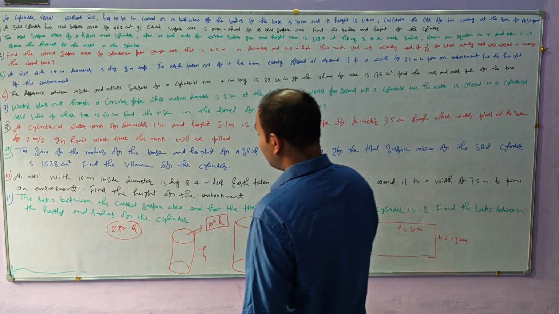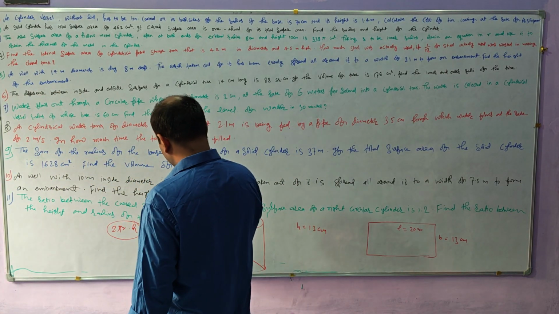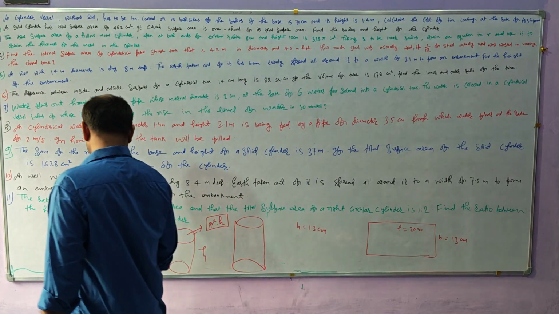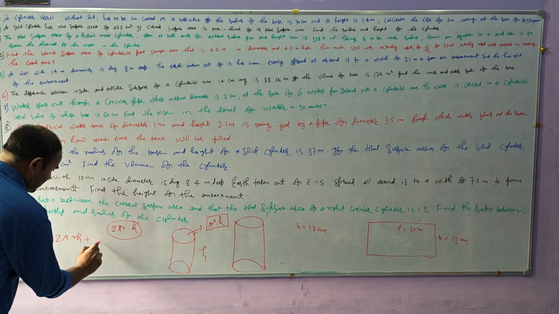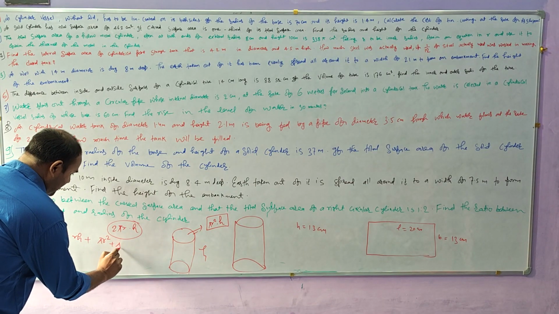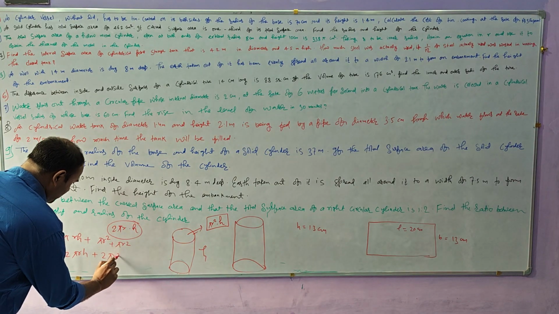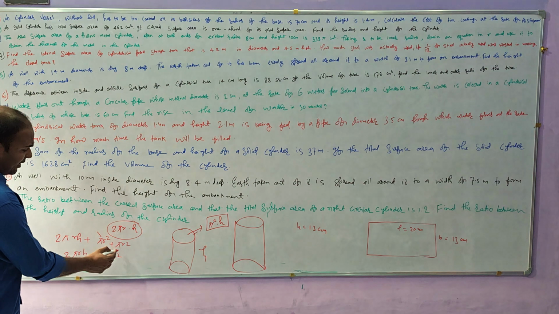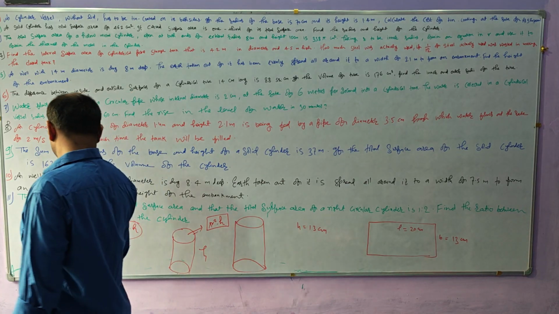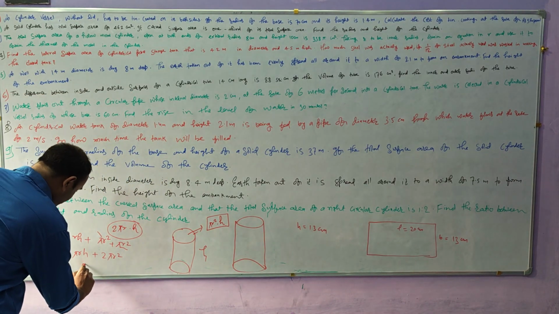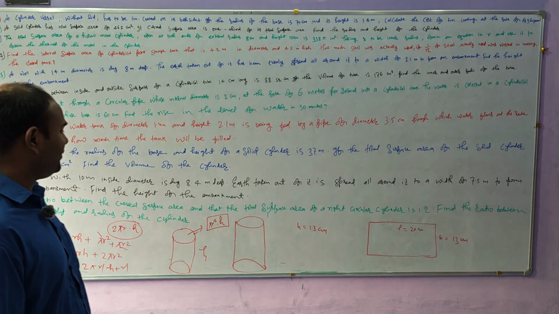When we talk about total surface area, the top and bottom circular parts with the curved surface area become 2 pi r h plus pi r square plus pi r square. That becomes 2 pi r h plus 2 pi r square, for the top and bottom circular faces. So we get 2 pi r into h plus r as the total surface area.